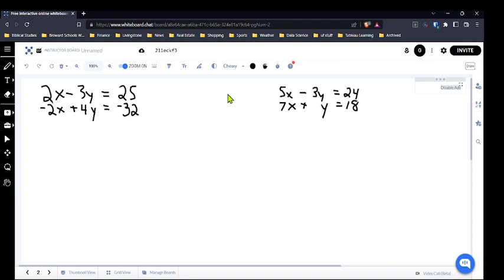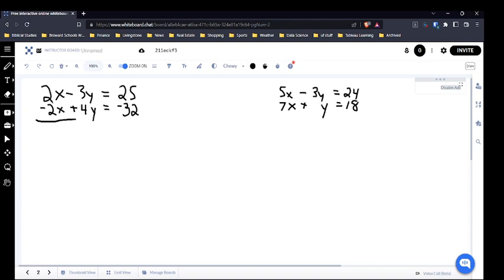So again, the idea behind elimination method is we're trying to cancel out one variable and then solve for the other one. Now, of course, you can do that with substitution method, but this method uses the principle of adding the two equations in such a way that you can eliminate one variable. So the easy case is the one on the left.